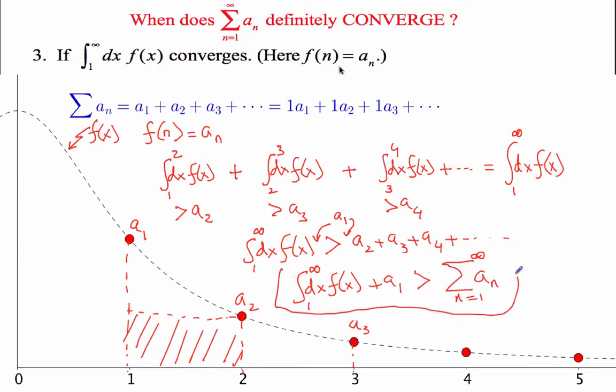Here is then our main result. This says that if the integral from 1 to infinity of f of x exists, then this series will also exist because it is less than this integral plus a1. Now, a1 is just a number. It can be anything, doesn't really matter. What matters is this integral from 1 to infinity, and even the 1 doesn't matter. The behavior at infinity is what matters. So, this infinite series will exist if this integral up till infinity exists.